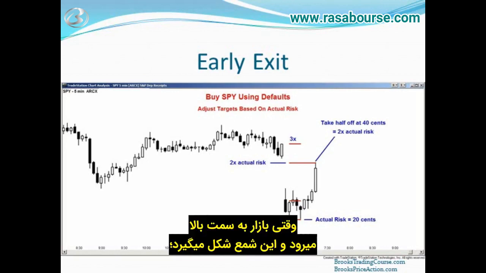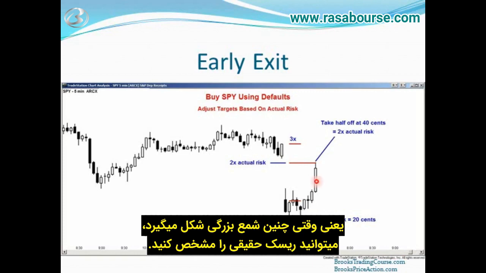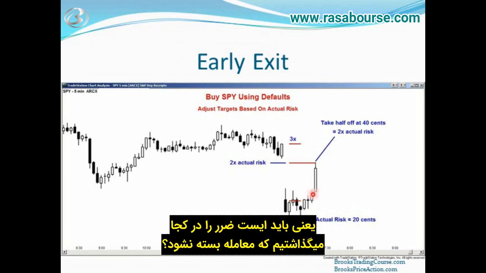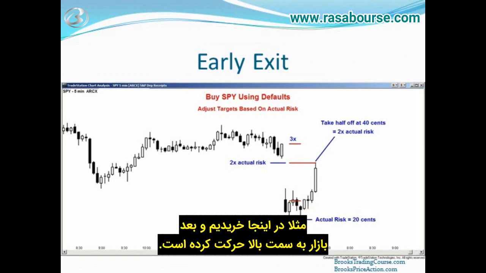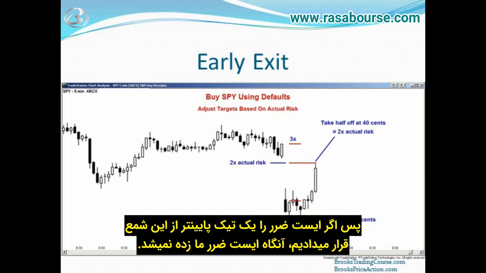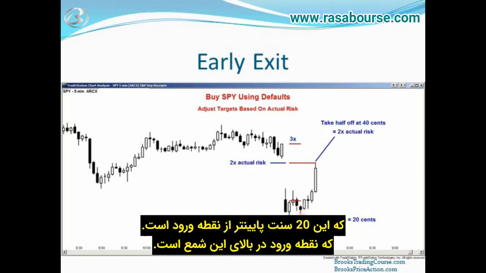As the market starts to go up, as this big bar is forming, you quickly determine what your actual risk was. Where did you have to have your stop to not get stopped out of the trade? Well, if you bought here and the market started to turn up here, you would not have been stopped out if you had your stop one tick below the low of this bar.